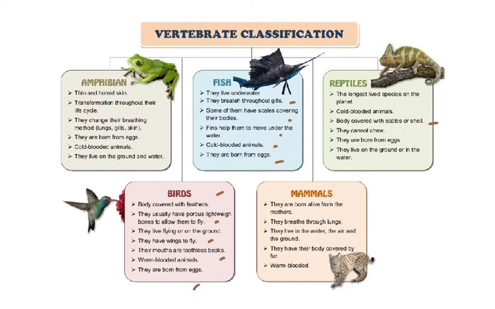Mammals: they are born alive from mothers. They breathe through lungs. They live in the water. They are on the ground. They have their bodies covered by fur. Warm-blooded.